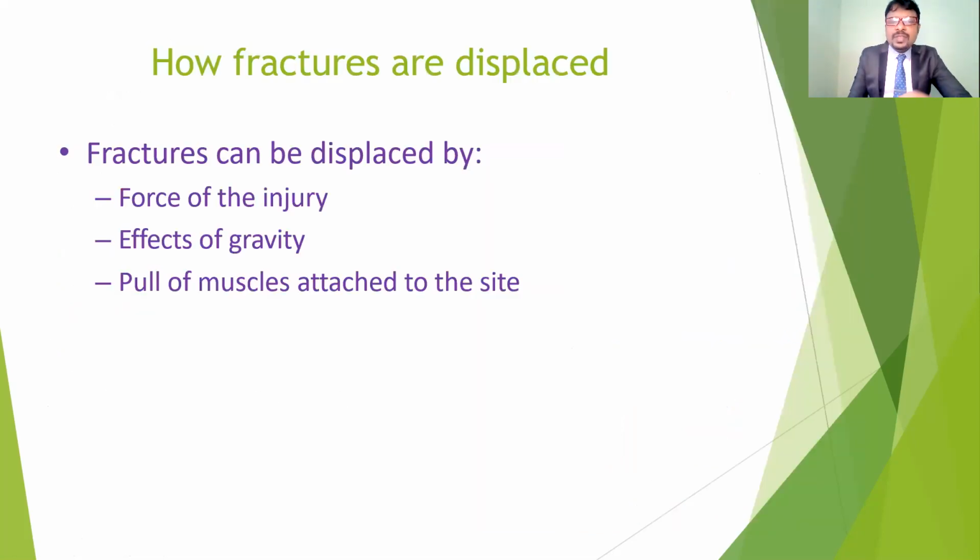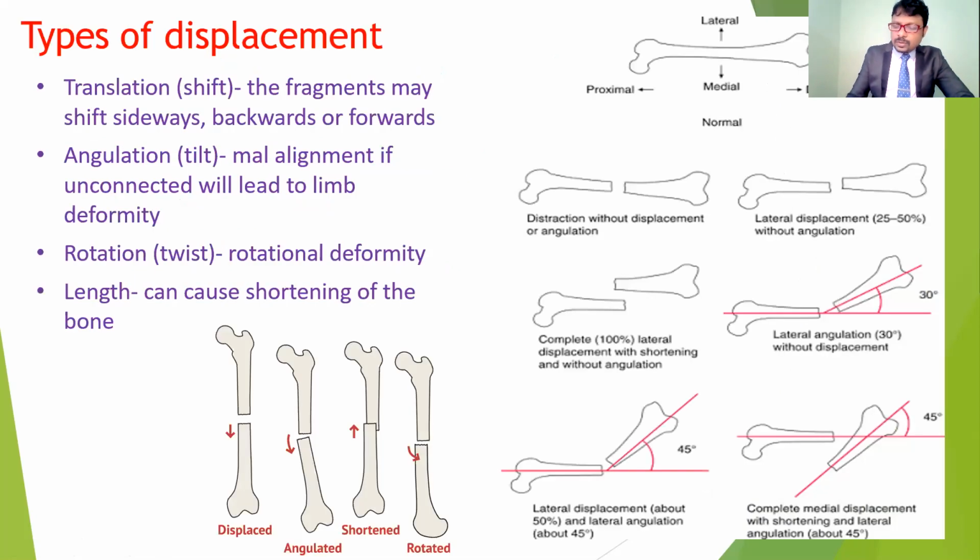So coming to how the fractures are going to be displaced. If you see the displacement in the case of closed fractures or open fractures, how they are going to be displaced depends upon the force of the injury, the effect of gravity, and the pull of the muscle attached to the site. So these factors are responsible for the displacement of the fracture fragments. According to the force of the injury, how the displacement is going to happen, we can discuss here. Also the types of the displacement.